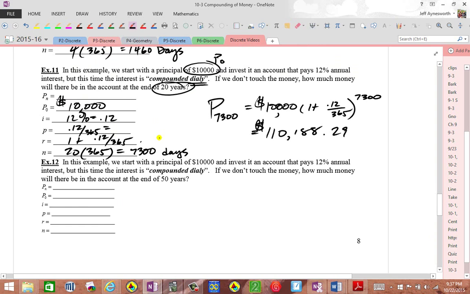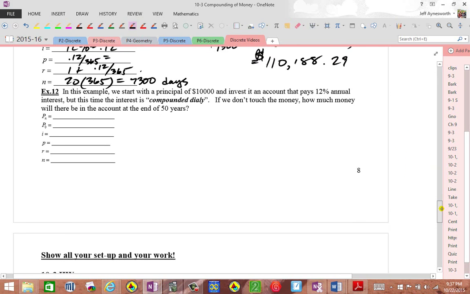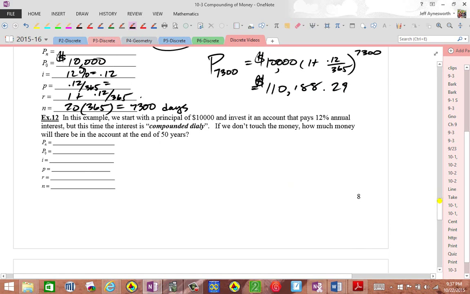All right, look at the person next to you and say, always check your work. Okay? All right, pause and play. Pause and do this first. Do this last example here. Okay, go.